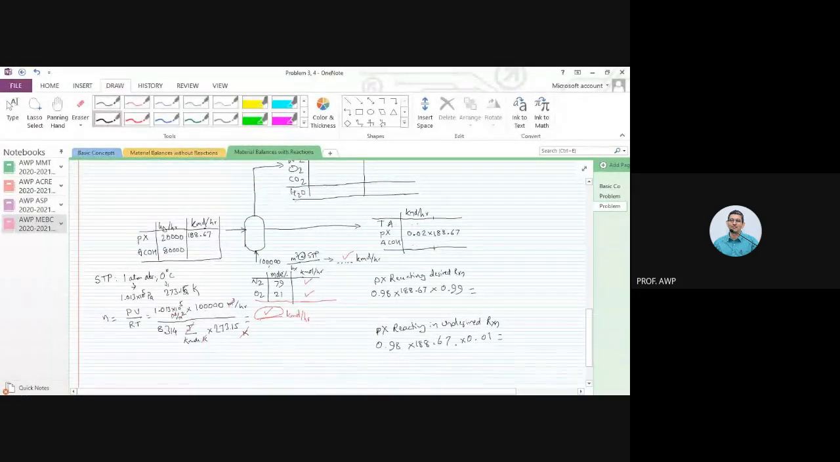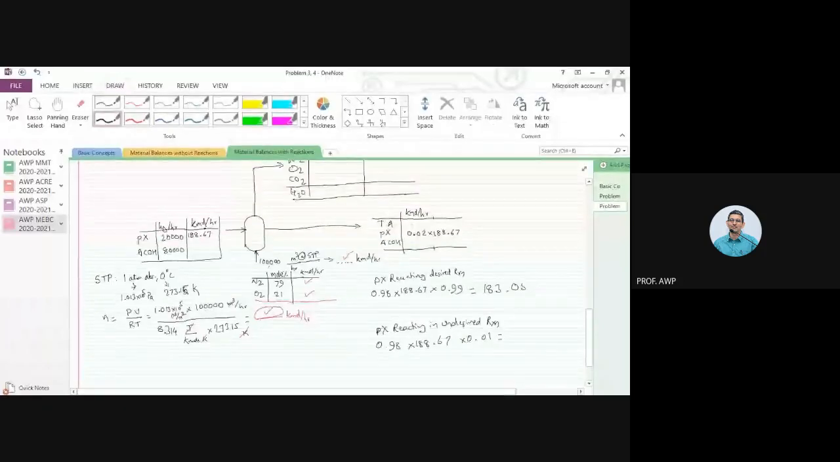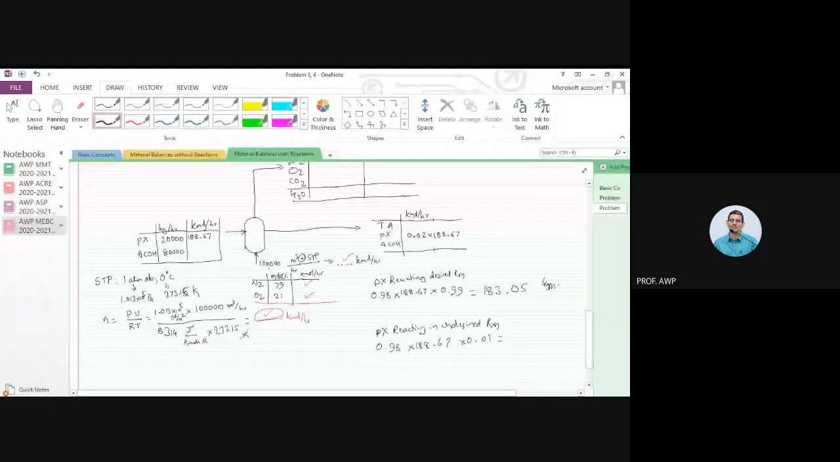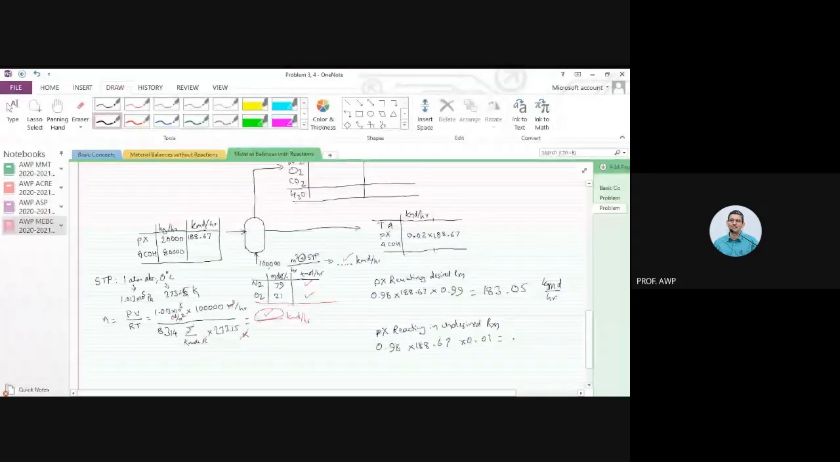0.98 into 188.67 into 0.99. This number is 183.05 kilomoles per hour. Write the units. The second number is 0.98 into 188.67 into 0.01. This is 1.85 kilomoles per hour.